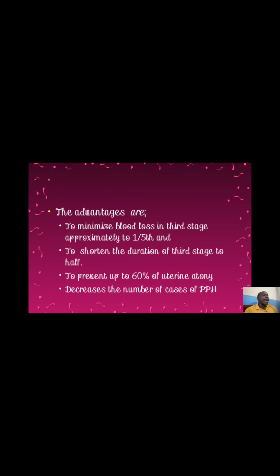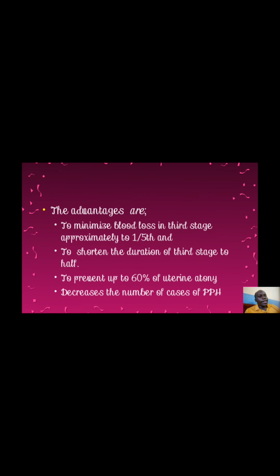Tutaona uterine atony ambayo ni abnormal uterine contractions. Kwa sababu uterus imecontract sana wakati wa second stage, kwenye third stage inaweza isicontract kwa sababu imechoka. Muscles pia zinachoka. Kwa sasa tunapompa mama oxytocin tunaprevent 60% ya uterine atony au ya abnormal uterine action, the increase in number of cases of PPH. Tunaincrease number ya occurrence of postpartum hemorrhage.